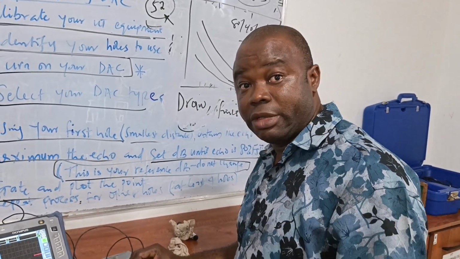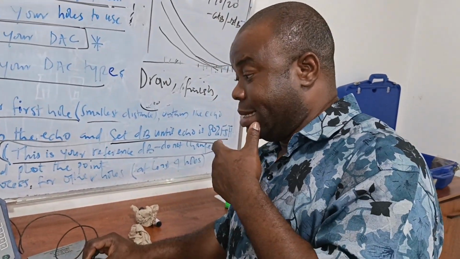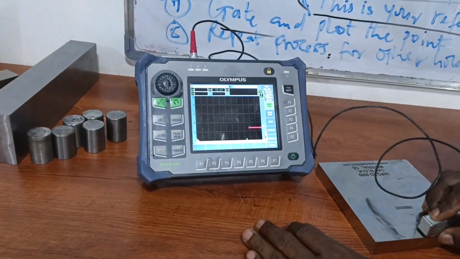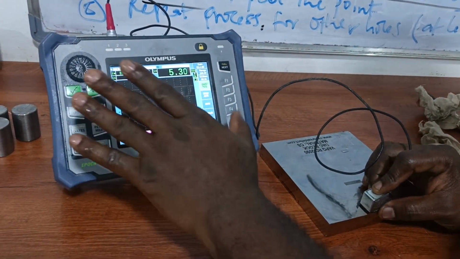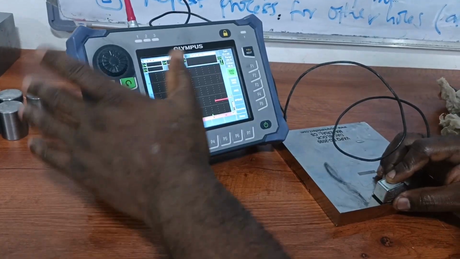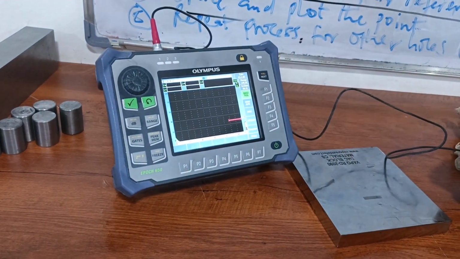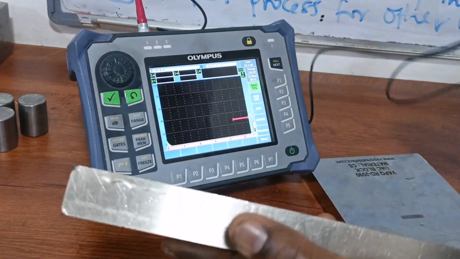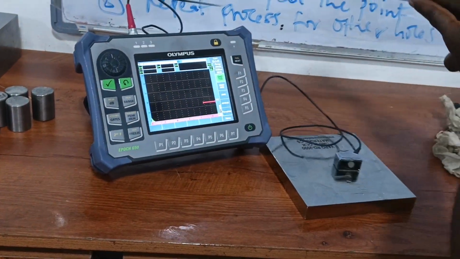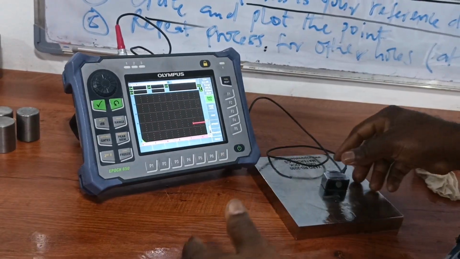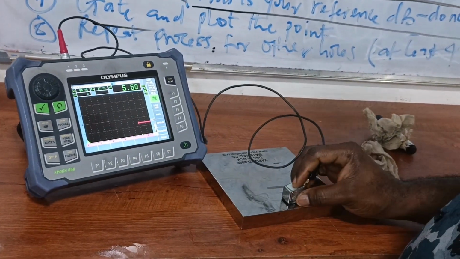So now we demonstrate practically how to plot the DAC. You would have set your velocity and everything. You can verify with your V1 block just to check if the range is accurate, or your V2 block. But let's just go straight to the DAC.